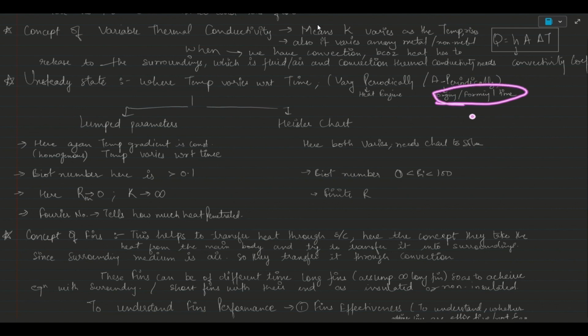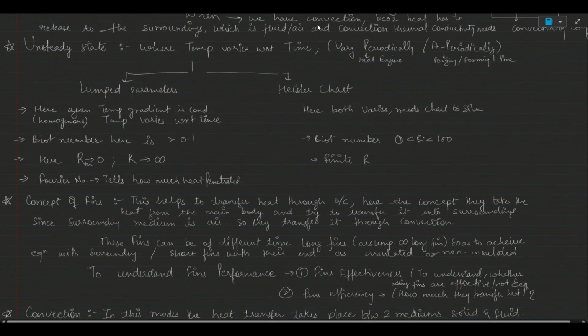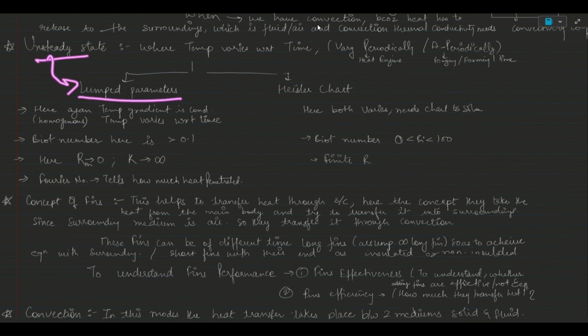Aperiodic is when only a single cycle happens. For example, for a particular material in forging, forming, or a manufacturing process, an aperiodic cycle happens. Now, how can we define unsteady state in two different cases? One is the lumped parameter, one is the Heisler chart. Again, I don't want to go too deep into it, but if someone wants to understand unsteady state, then we have to understand lumped parameters.